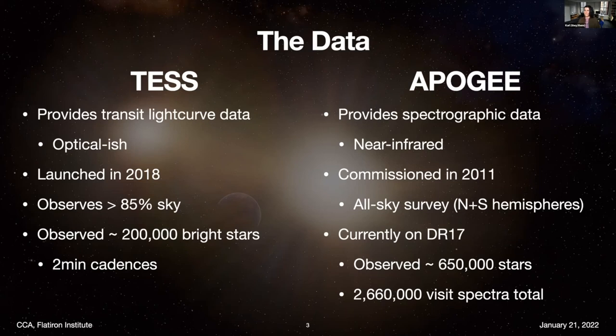APOGEE, which provides spectroscopic data, actually wasn't originally commissioned for time series data. It was originally commissioned for chemical analysis in the Milky Way with multiple observations per star that could then be added together. But people found that the RV variations lent themselves really well to binary studies, and so that has been a fruitful side product as well. It's been operating since 2011 and is currently in the 17th data release, which we use here. They now have over 650,000 stars and over 2.5 million visits for that group of stars. So it's really good coverage.